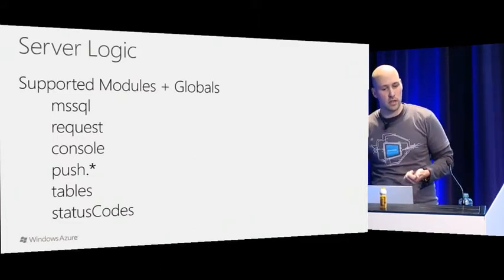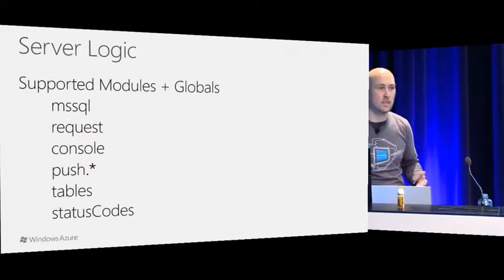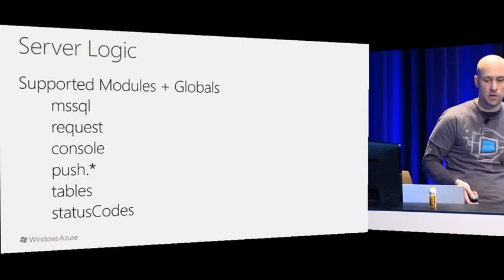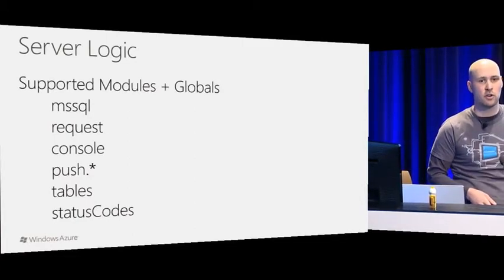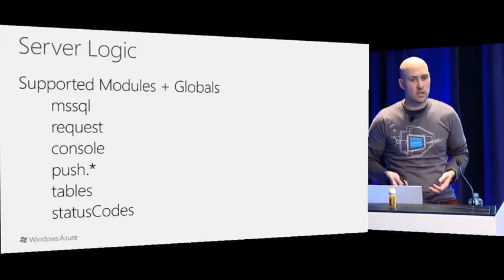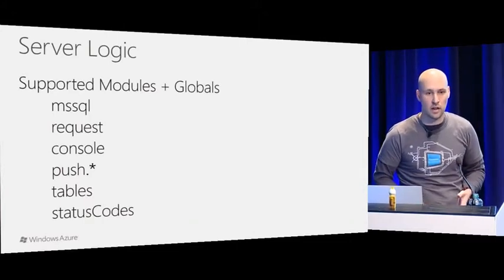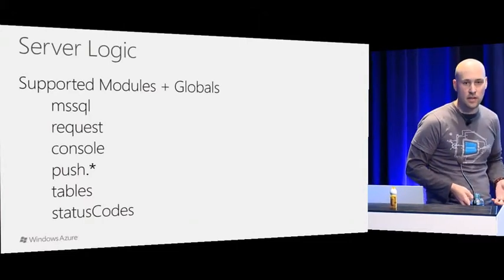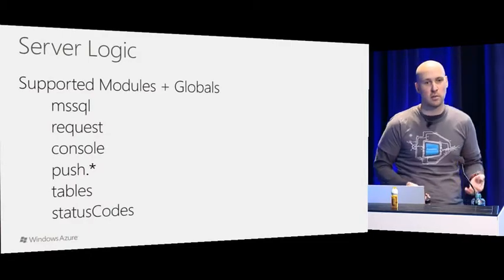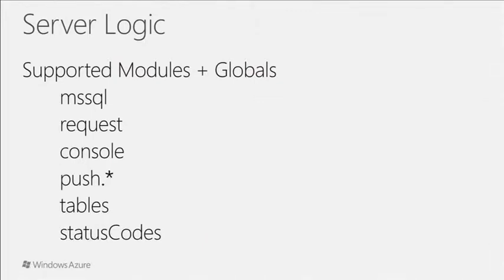You get access to whatever the request was via the request module. You can log information using console. You get push notifications via the push module. You can access the tables that are part of your mobile service with the tables module, and then status code. So if you want to return a status code other than the normal, you can use that. In addition, there's also the capability to send emails from your scripts using a module from SendGrid, and then send text message or SMS messages using a module from Twilio. So here's an example of using the MS SQL module to call a custom query inside your script.